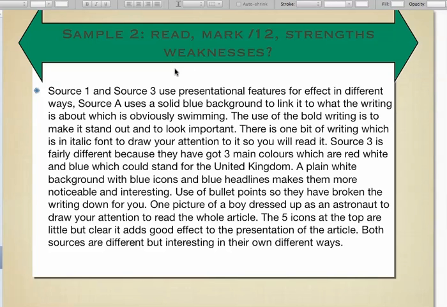Second sample. Same thing again. Read it, mark it out of 12, strengths and weaknesses. Do that now.